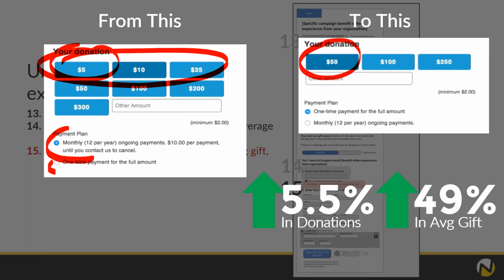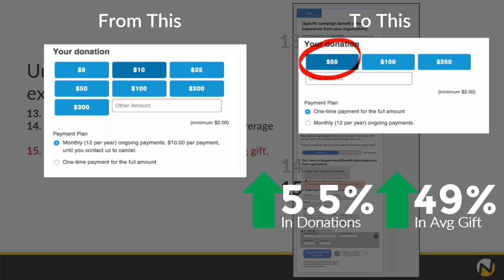Yeah, John, I actually remember this test. It was kind of interesting. So on the left, we have pre-selected the recurring option with lower gift amounts, and on the right, we have pre-selected the one-time option with higher gift amounts. And what we found from this test, not only did we see the increase in giving and higher average gift, but we also had a higher number of recurring gifts with the version on the right, which seems strange, right? Because it's pre-selected on the other side.